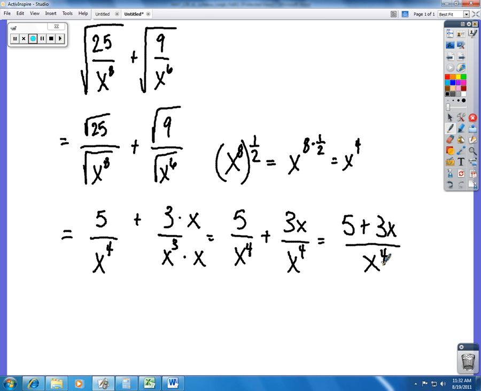And that's it for this problem. Please let me know if you have any questions on this section.